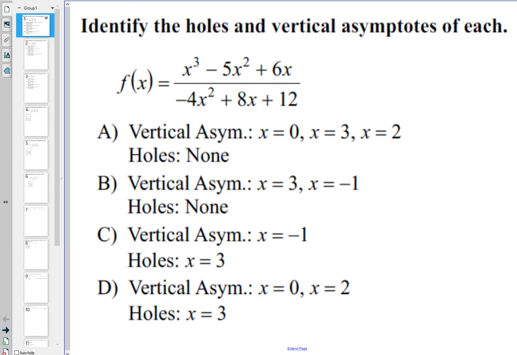Any questions on that? Okay, all right, so these are the ones that missed the most. You got a copy of each one. We'll just go through all of them. Identify holes and vertical asymptotes of each. What do holes and vertical asymptotes have in common?